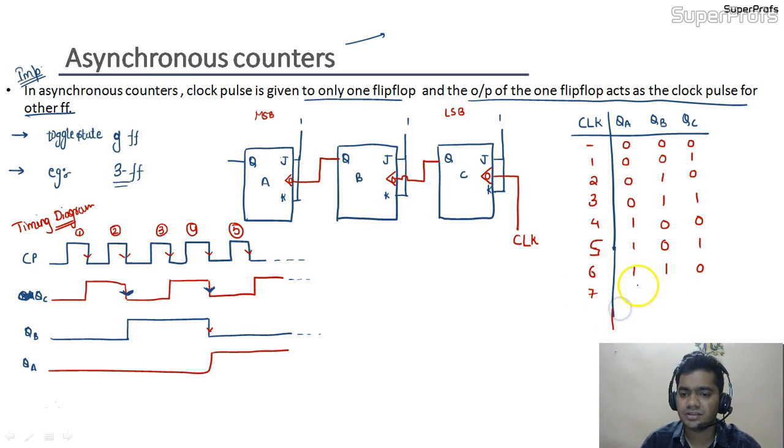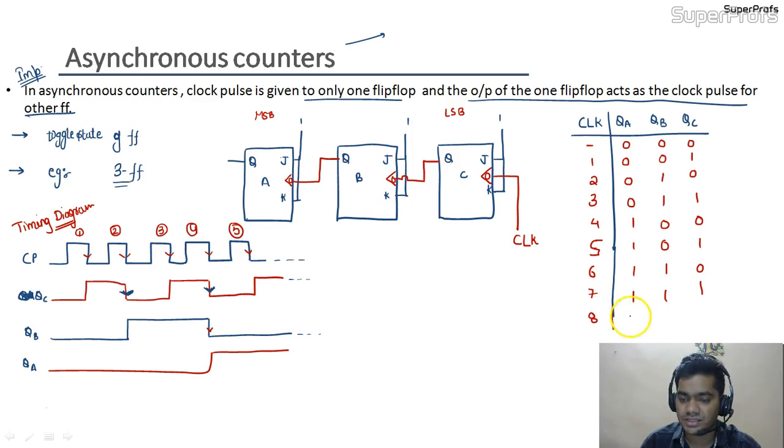Now for the 7th clock pulse, QC would change from 0 to 1. As this is the rising edge, QB would not change and would remain at 1 only, and as there is no change in QB, there would be no change in QA also. So this is the state after the 7th clock pulse.